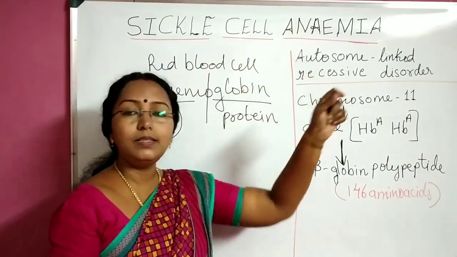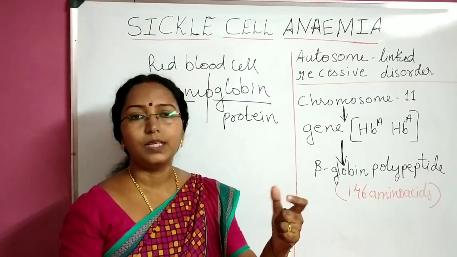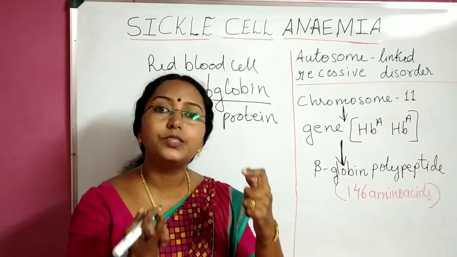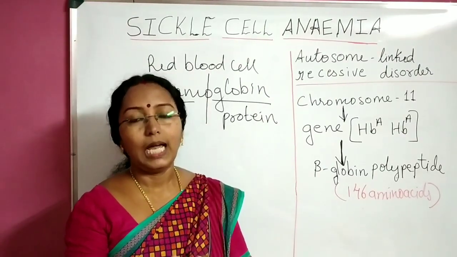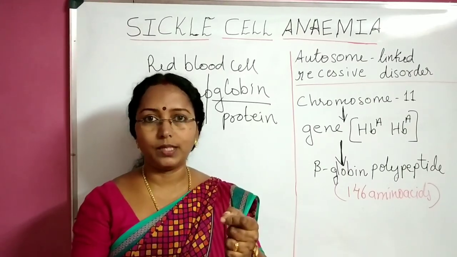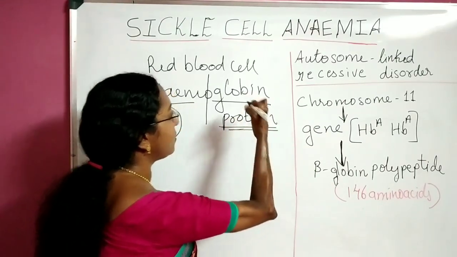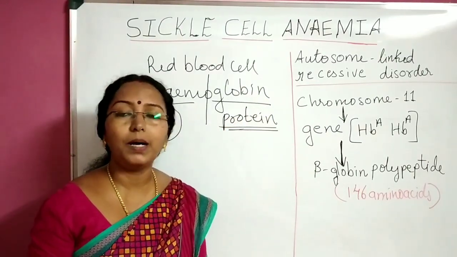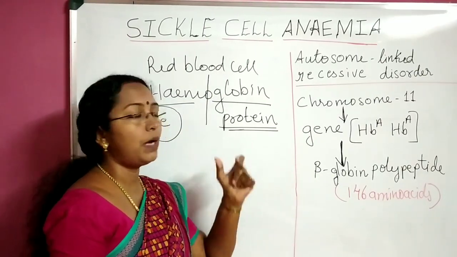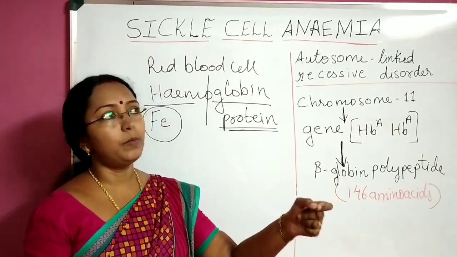Sickle cell anemia is not a deficiency disease, but it is a genetic disorder. So it is not related to iron here. It is related to a gene. And when it is related to a gene, naturally it will be related to protein, isn't it? So sickle cell anemia is related to the protein part of hemoglobin. Let's understand the protein part of hemoglobin in a nutshell so that you can understand the disease in detail.